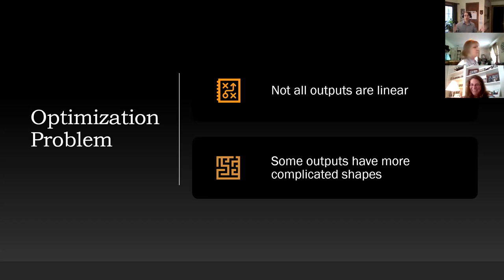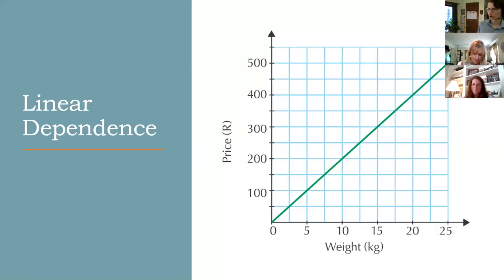Okay, so not all outputs are linear. Some outputs have more complicated shapes. Let's look at what that is. So this is an example of linear dependence. Here we have a weight versus price graph. So maybe you're buying apples at the market. Apples cost $1 per pound. As you buy more apples, the price will go up in a linear relationship.